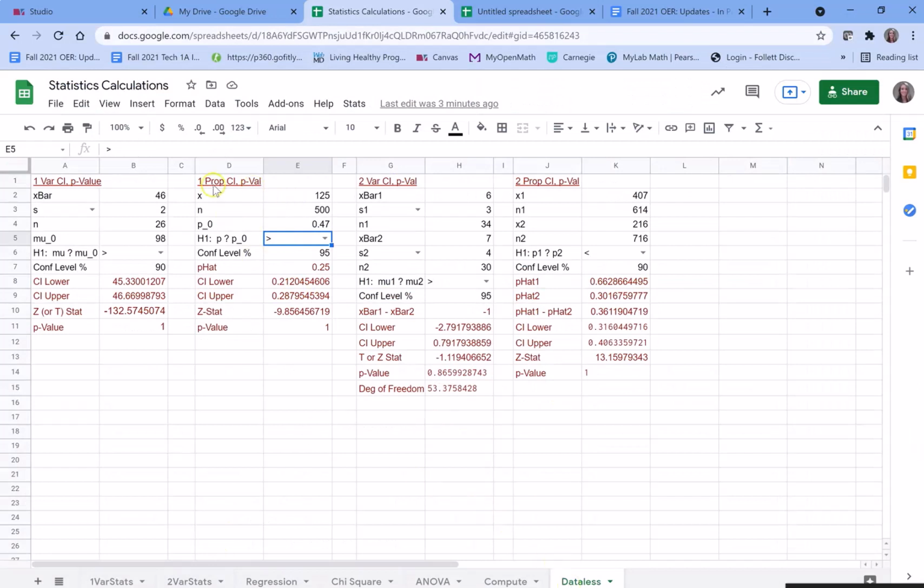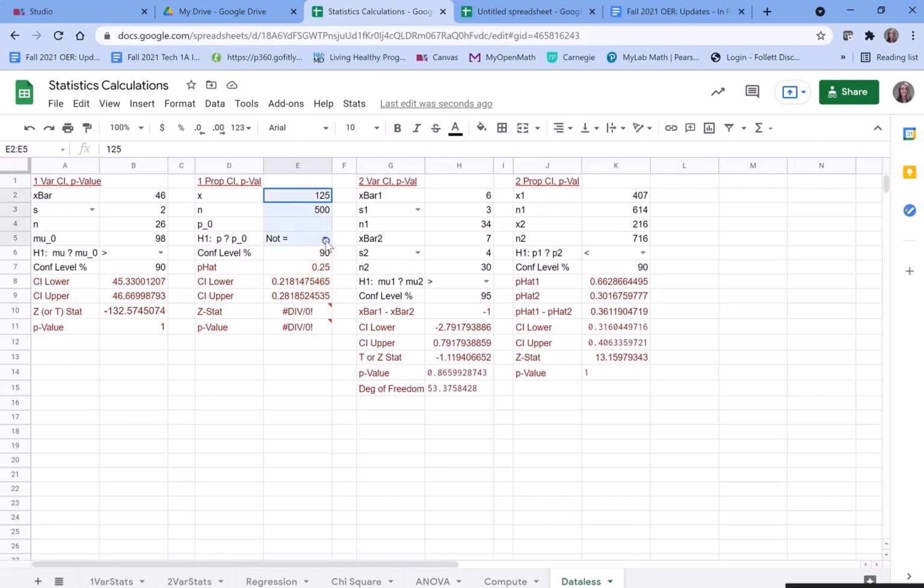So data list tab, 1 proportion confidence interval, CI means confidence interval. X was 125, N was 500, and then don't forget the confidence level 90%. Now if you're not sure about these two, these are our hypothesis testing, but if you were to edit these, keep an eye on the confidence interval, the lower and upper. If you were to edit or delete these, they are not going to change the confidence interval. So this is kind of good to know that you can't really screw it up too much.